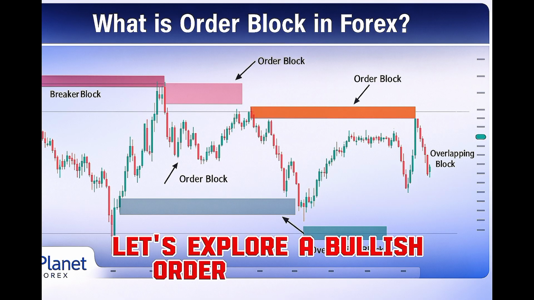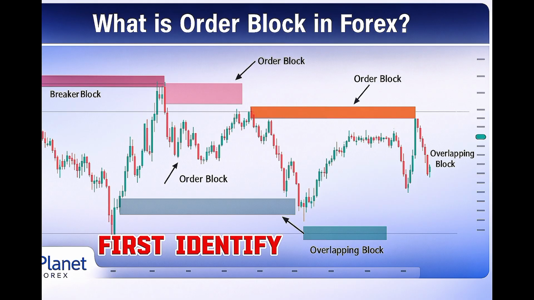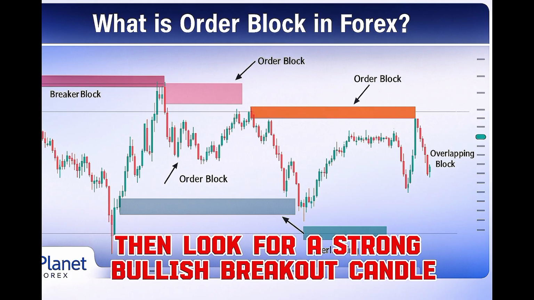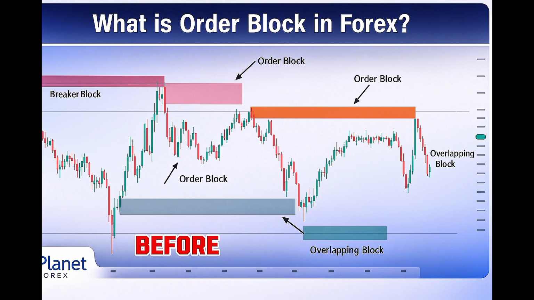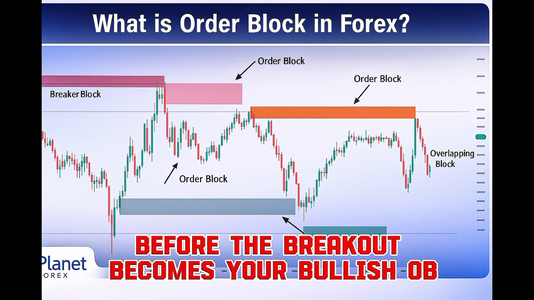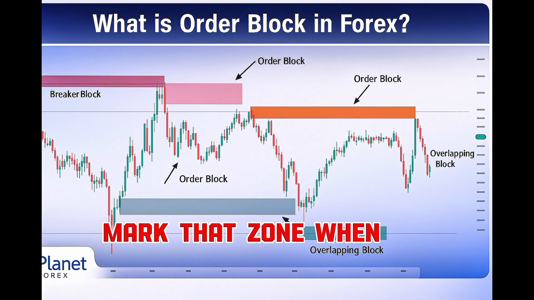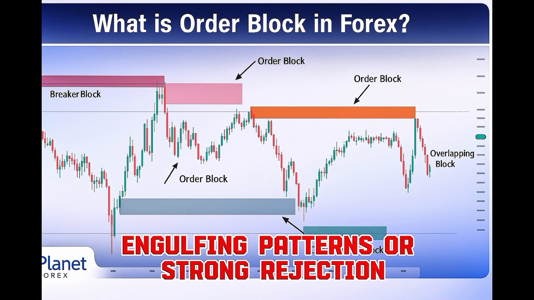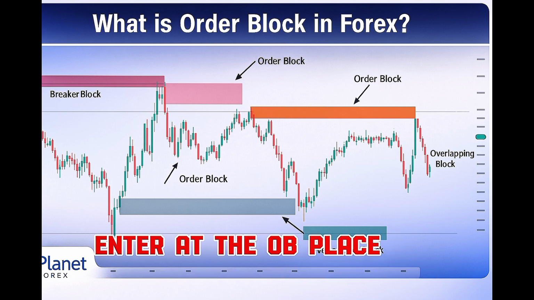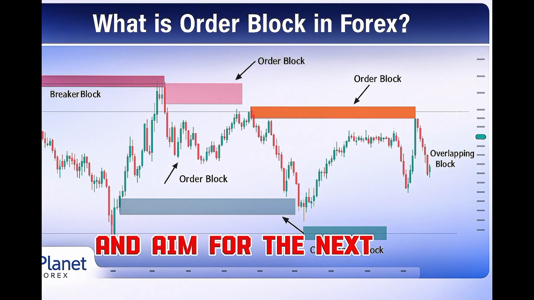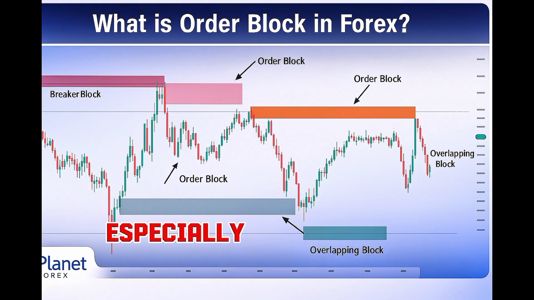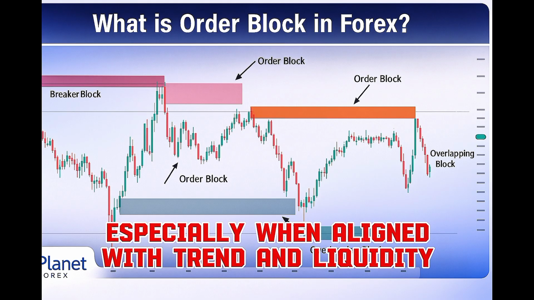Let's explore a bullish order block setup. First, identify a market in a short-term downtrend. Then look for a strong bullish breakout candle. The last bearish candle before the breakout becomes your bullish OB. Mark that zone. When the price retraces back into it, look for bullish confirmation like wicks, engulfing patterns, or strong rejection. Enter at the OB, place your stop loss below it, and aim for the next high or imbalance. These setups give excellent risk-reward, especially when aligned with trend and liquidity zones.